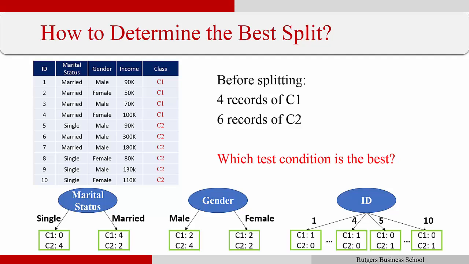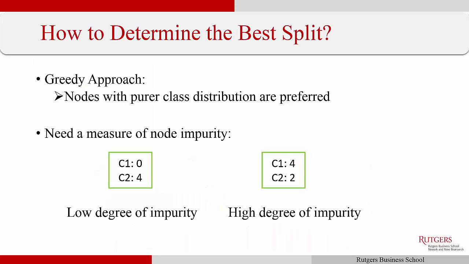And how can we choose it? Which one is better? The decision tree has a greedy approach. The nodes with pure class distribution are preferred, and we need a measure of the node impurity.